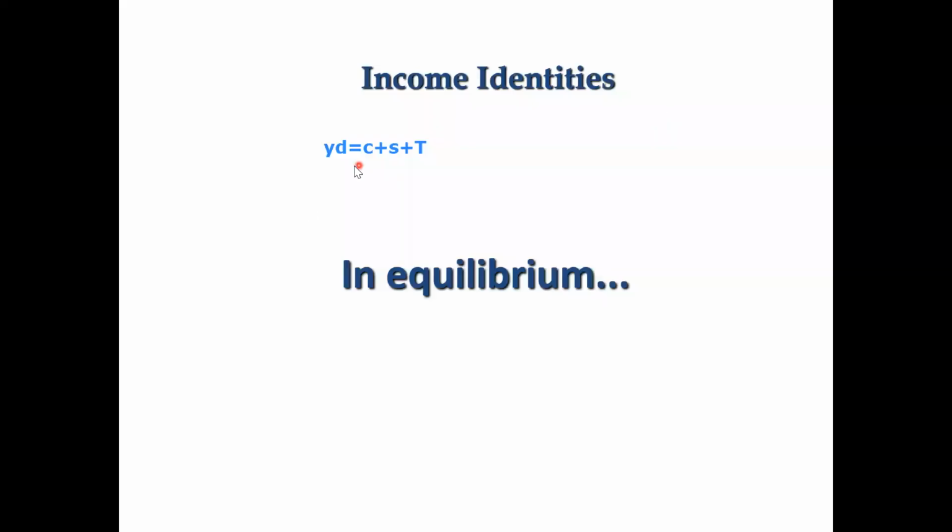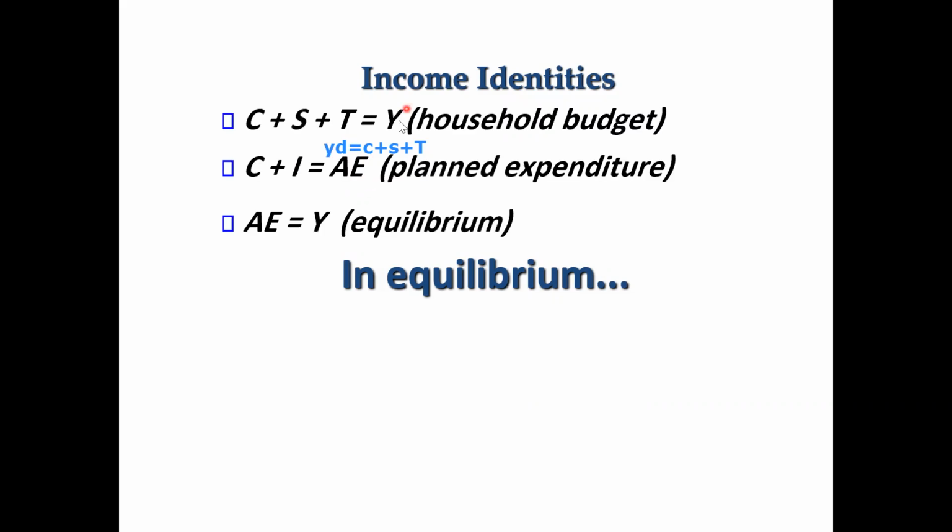So the equalities here will have the disposable income equal to consumption plus saving plus taxes. For Y, it's the household budget, and the planned expenditure or the aggregate expenditure is equal to consumption plus investment.